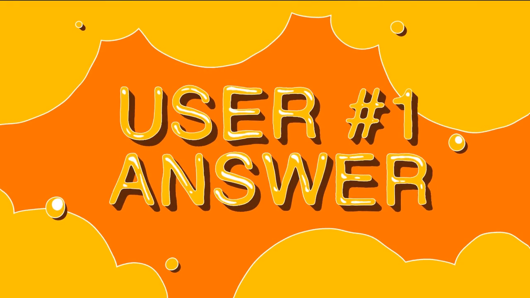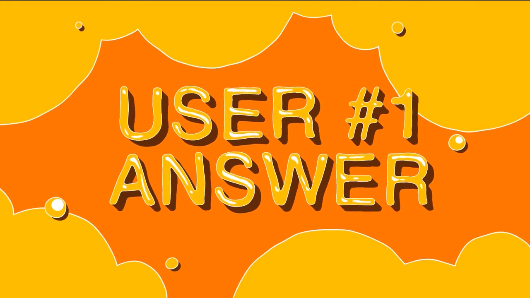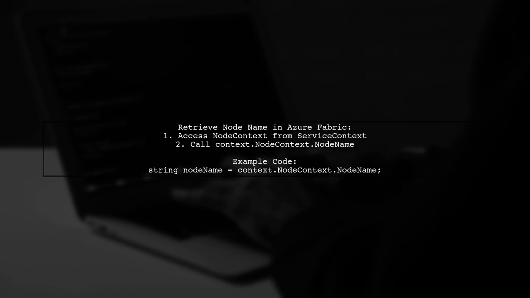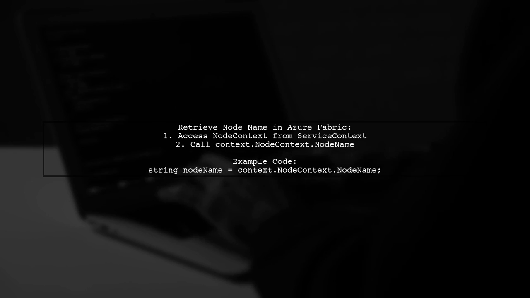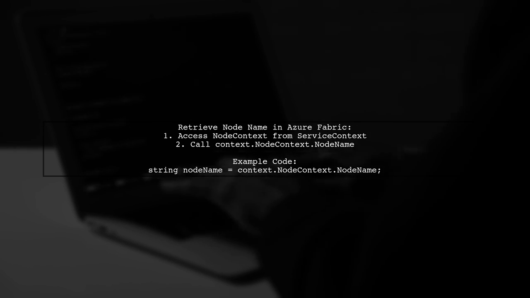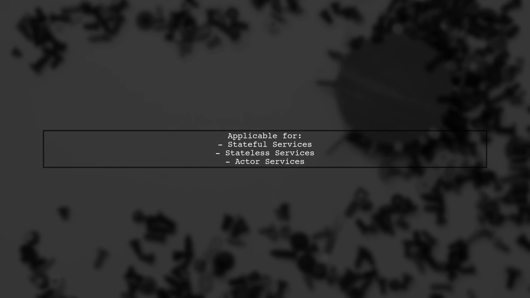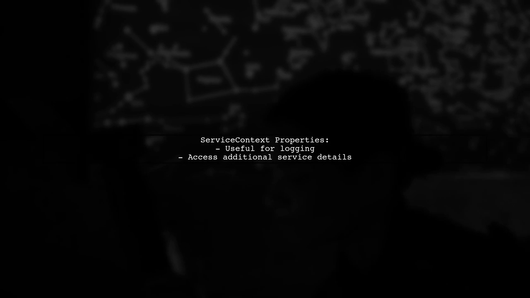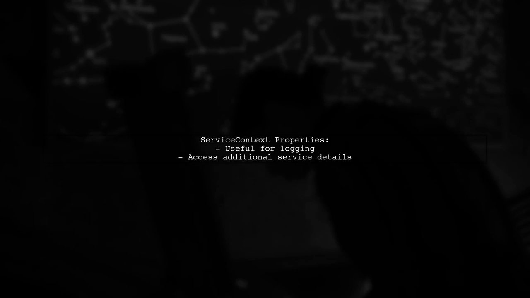Let's now look at a user-suggested answer. To get the name of the node where your code is running in Azure Fabric Service, use the node context property from the service context. This method works for both stateful and stateless services, as well as actor services. The service context also includes other useful properties for logging. For a complete example of retrieving node and service details, check out the provided GitHub repository.